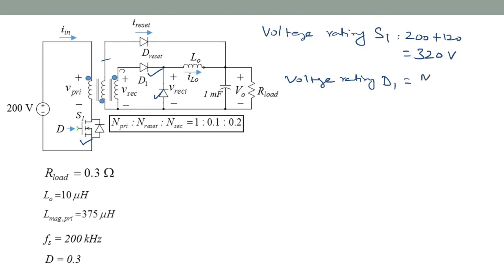So that would be N secondary over N reset, which is the governing winding, and the applied voltage to reset winding is V out, which we calculated was 12 volts. Okay, so that would be 12 times N secondary over N reset. N secondary is the one which is 0.2. So it's 0.2 over 0.1, or 24 volts. That is the voltage rating for the diode D1. Okay, so I think that completes the entire problem 2.